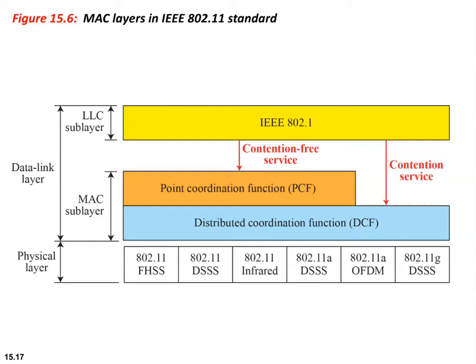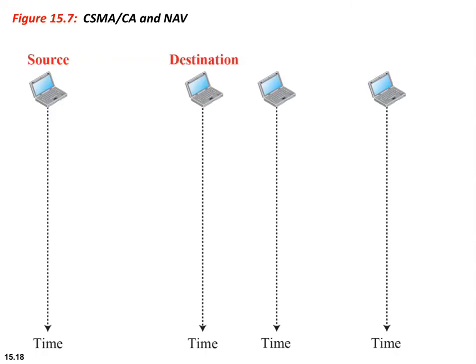Exchange of data and control frames in time. Here what happens is, before sending a frame, the source station senses the medium by checking the energy level at the carrier frequency. We can see here.